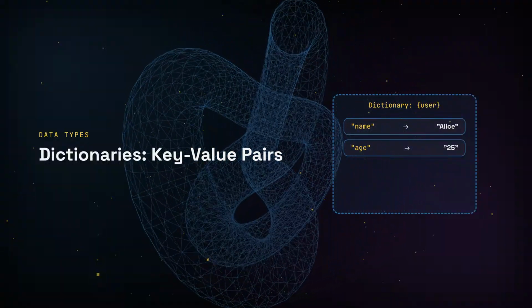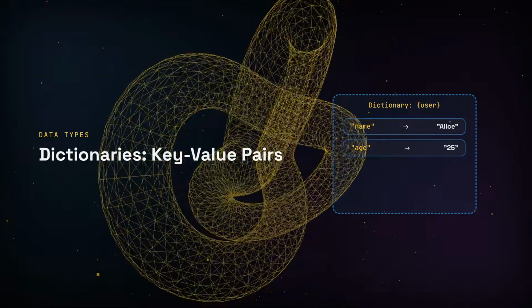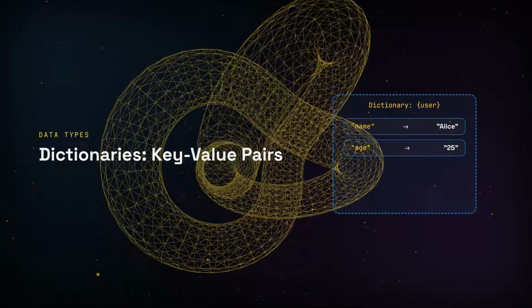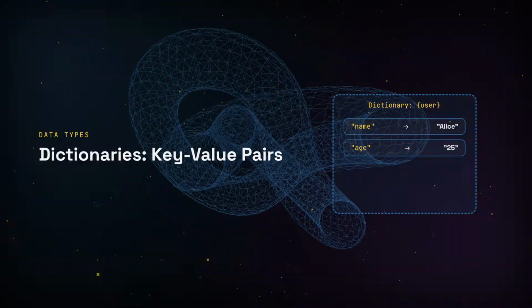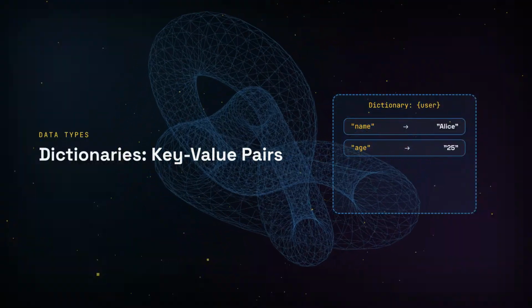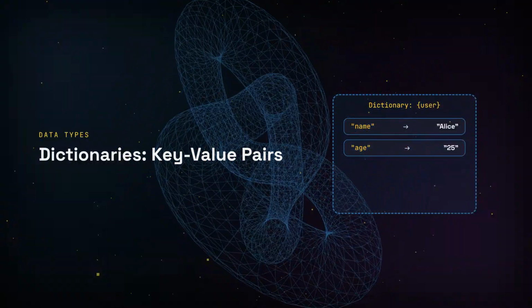For example, user equals name, Alice, age, 25, stores the value Alice under the key name, and the number 25 under the key age. This key-value design provides rapid data lookup and highly readable code.